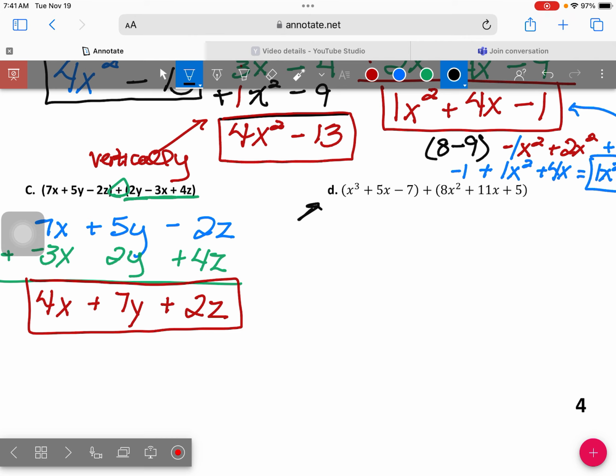Yeah. X to the third. Well, you can't add an x to the third with an x squared. So you have to put them in different columns because you want to have the same back end, same variables. Does that make sense? Do you see how this is x to the third and this is x squared? So they don't have the same number of x's. So you need to put this x to the third out in front in a separate column.